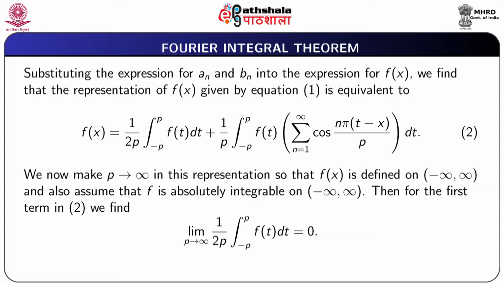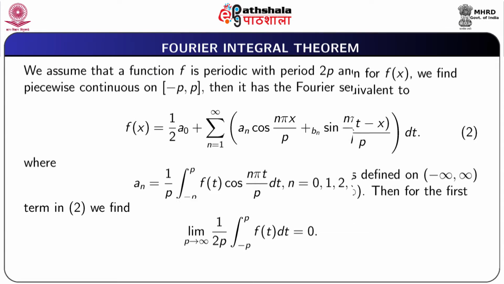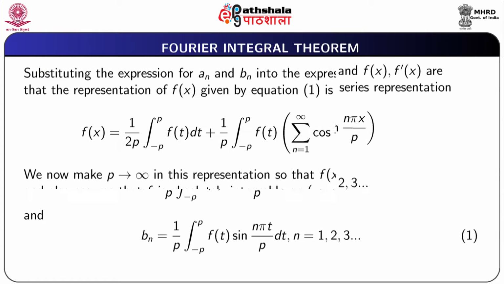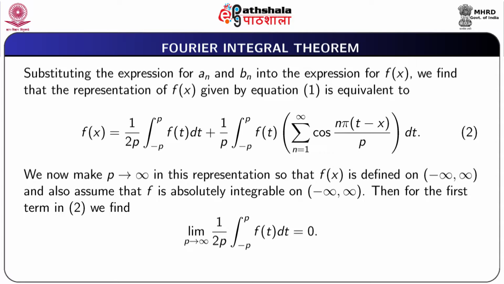Now we substitute the expression for a_n and b_n into the expression of f(x), and we see that the representation of f(x) given in equation 1 is equivalent to f(x) equal to 1/(2p) integral from minus p to plus p of f(t) dt plus 1/p integral from minus p to plus p of f(t) summation n equal to 1 to infinity cos(n pi (t minus x)/p) dt, as given by equation 2.